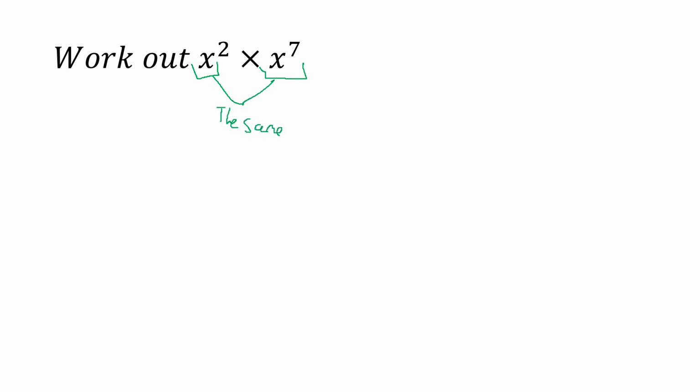We call this having the same base. If this were x and this were y, we couldn't do anything with it. Okay, that's not entirely true. We can just multiply them together, but we can't change the powers. But because they're the same base, we can change the powers.